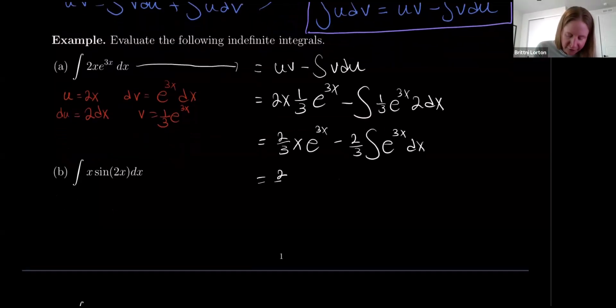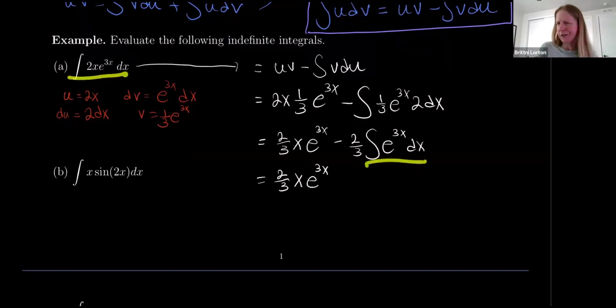And then I can finish off by actually doing this antiderivative. I still have an integral in the answer, and that's never good. You can't have an integral as an answer to an integral. That's never going to be good. So you have to keep going. So that 2/3 is going to stay. That negative 2/3 is just there. That's going to stay, no problem.